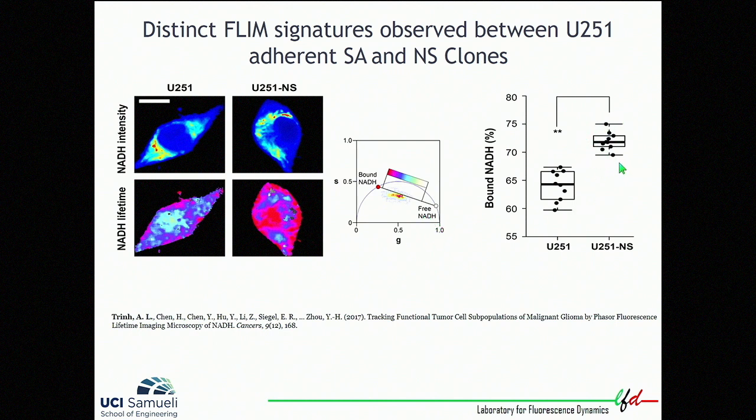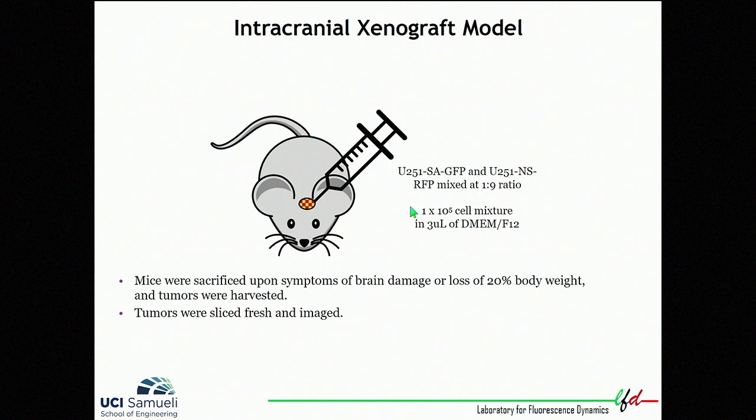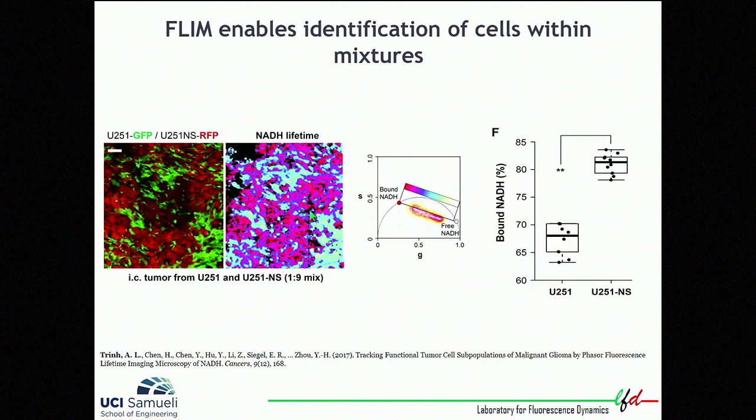Essentially, the stem cell-like cells have a higher bound NADH, and the tumor mass cells have a lower fraction of bound NADH. A similarly higher fraction of bound NADH was observed with enriched 51A relative to 51B. So it's not our cell culturing conditions that is changing the metabolism within these cells. These cell populations were mixed in a 1:9 ratio, and they were inserted into the cranial xenograft model in a zebrafish, inside a mouse.